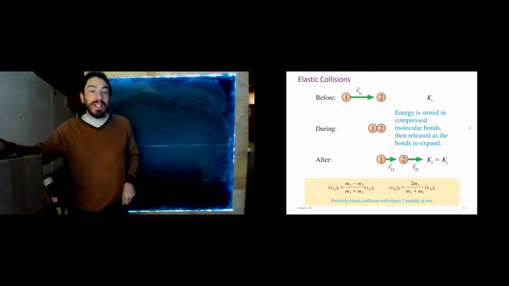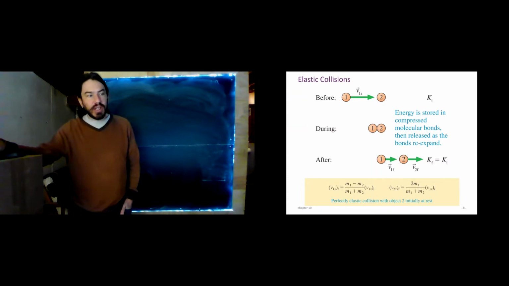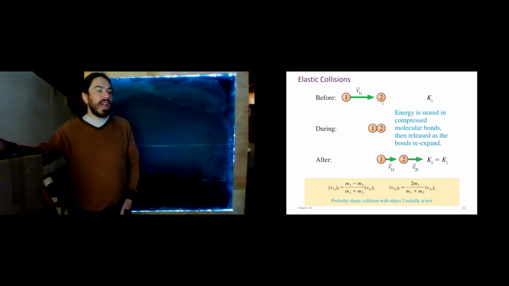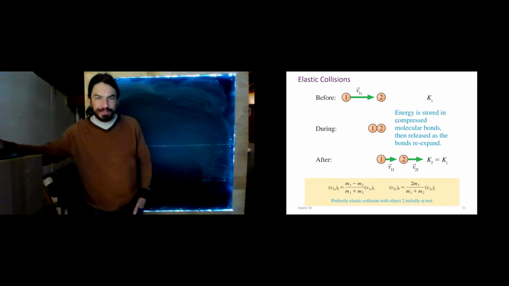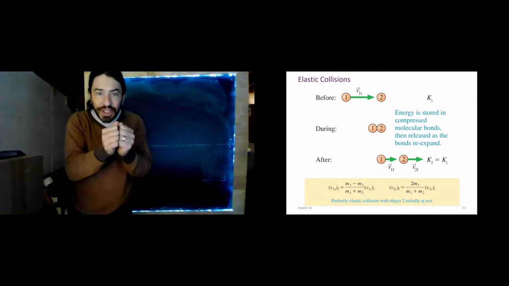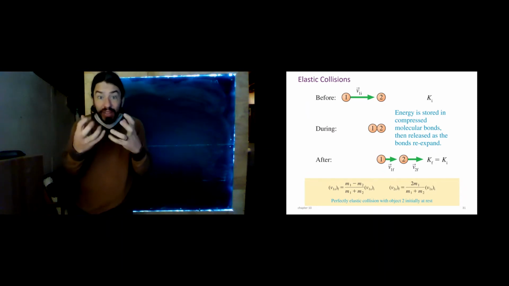And so if we imagine what an elastic collision might look like, well, beforehand we've got, in this case, ball number 2 at rest, although in general it could be moving. And we've got ball 1 coming in here with some initial velocity to the right, and they have some collision. Now during that collision, energy is stored in the molecular bonds within those balls.